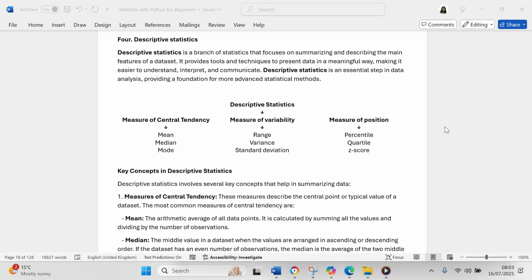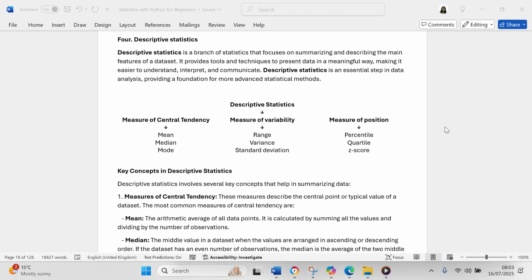So I've got a little table here of descriptive statistics. You've got three areas of descriptive statistics, being the measure of central tendency, the measure of variability, and the measure of position. So your measure of central tendency is the mean, median, and your mode. So the mean is the average, the median is in the middle, and the mode is the most commonly used.